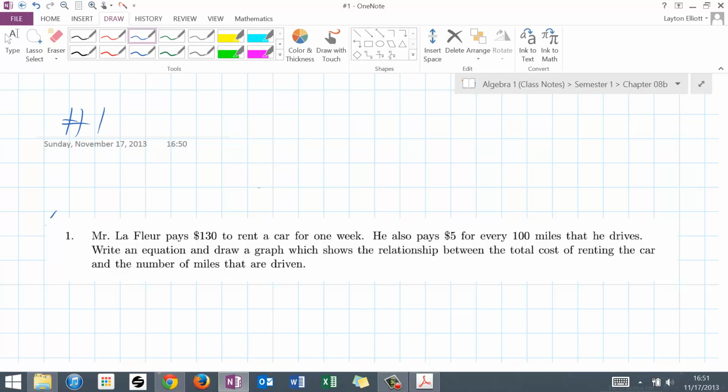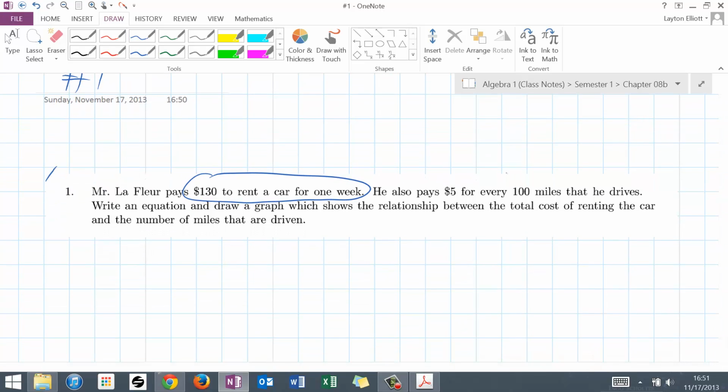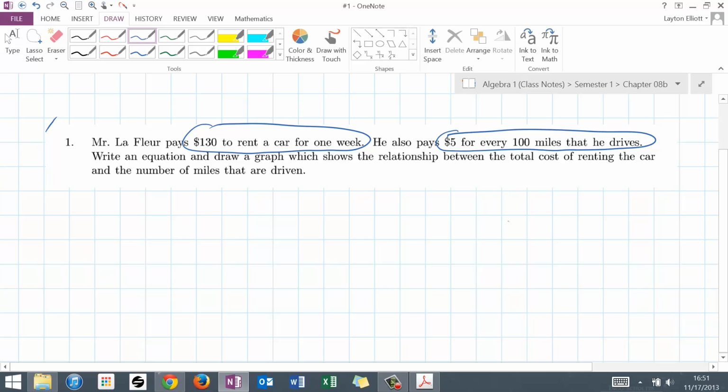So Mr. LaFleur pays $130 to rent a car for 1 week. Then he pays $5 for every 100 miles that he drives. And we want an equation to show the relationship between the total cost of renting the car and the number of miles that are driven. So if I'm going to show the relationship, kind of like a relation between the total cost of renting the car and the number of miles that are driven, I need to figure out which one of them is my independent and which one of them is my dependent variable, or manipulated or responding.